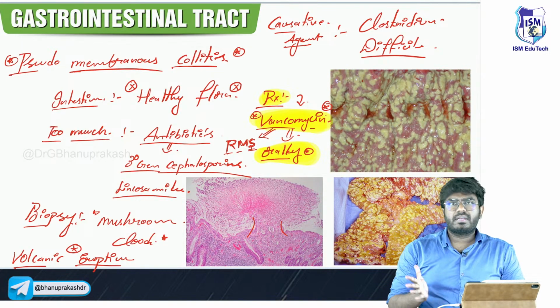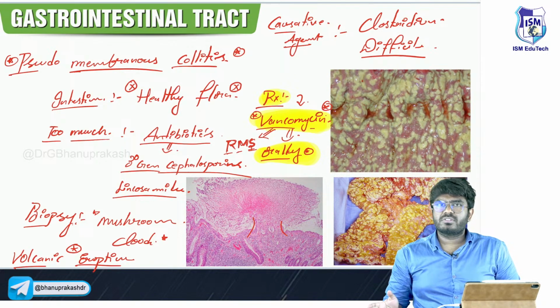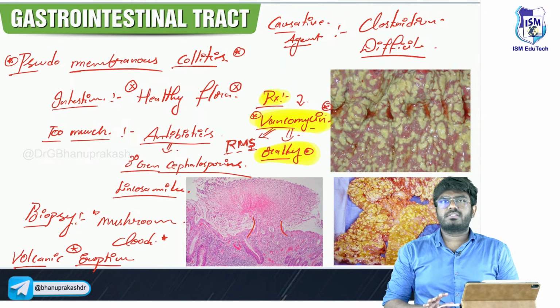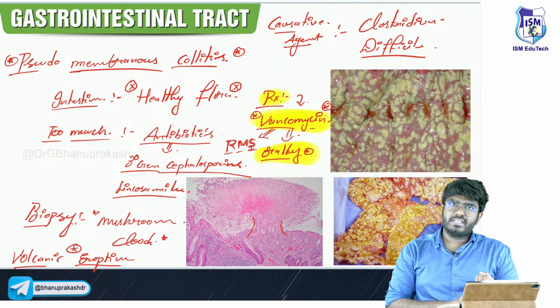The treatment can be done with vancomycin. Apart from vancomycin, you can also use metronidazole. Fidaxomicin can be used. Okay, these are the other drugs which can be used in the treatment of pseudomembranous colitis. So pseudomembranous colitis is because of Clostridium difficile. Pseudomembranes are seen because of the toxin.